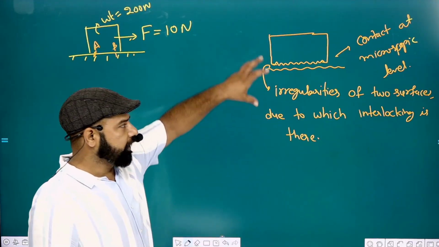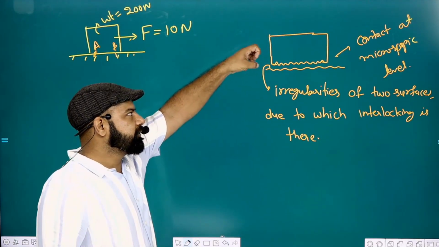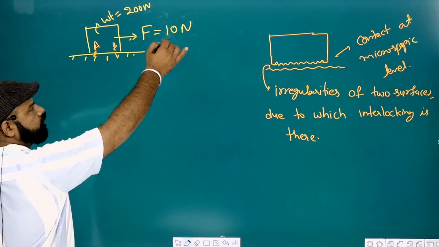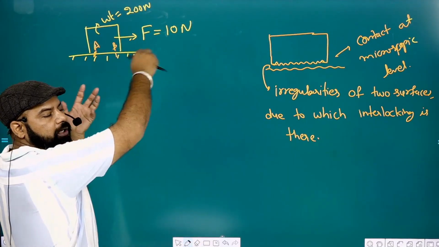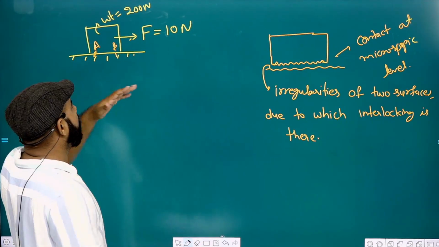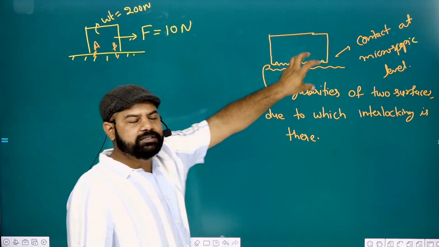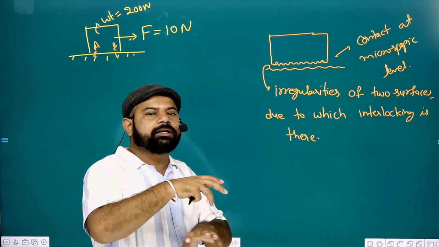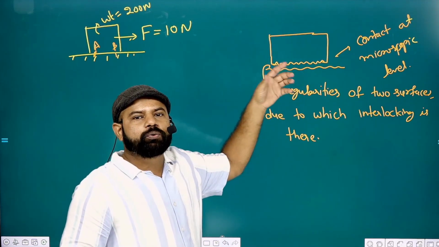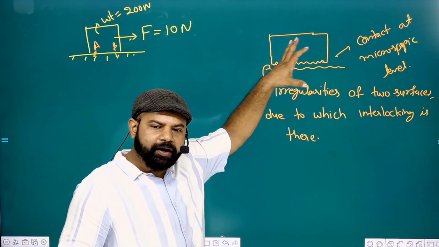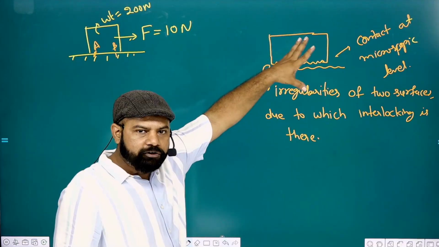Now if this is the real case and we are applying some force, say like this force, what this force will try to do is move this block in the rightward direction, right? But there is some interlocking between the block and the bottom surface, so this interlocking is going to resist this movement, or we can say relative motion.